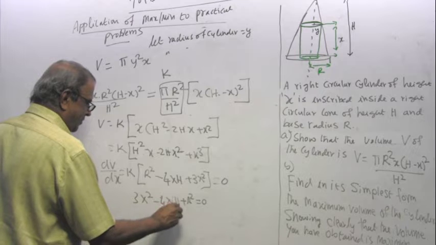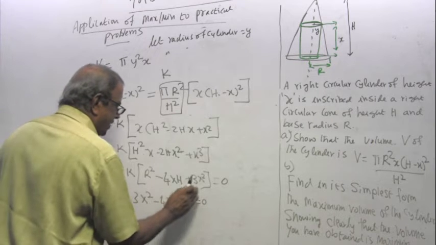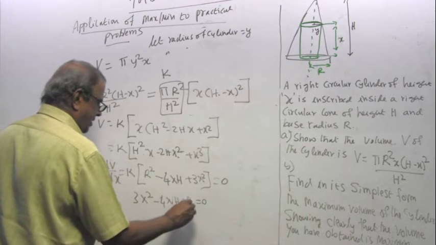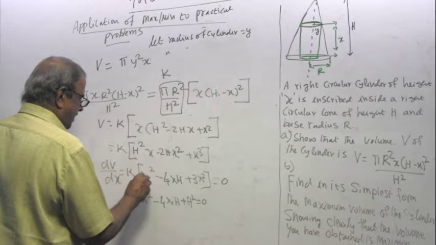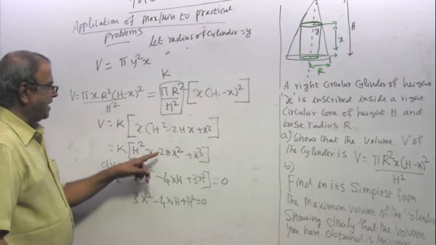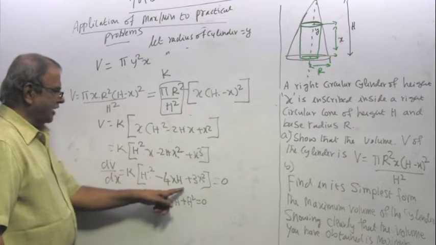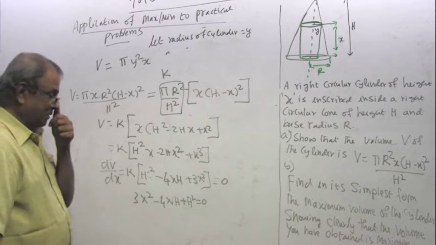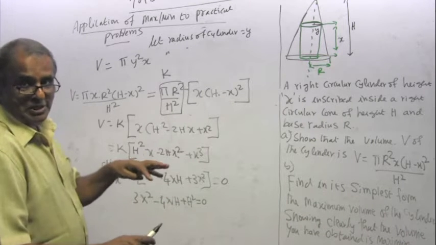3x squared minus 4xh plus h squared. Instead of r, it was an h. And when I differentiated 2hx squared, I should have written 4xh. See, even I can commit a mistake. You know I am a genius.